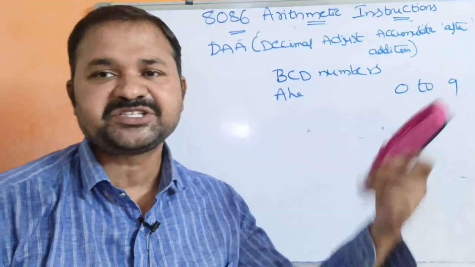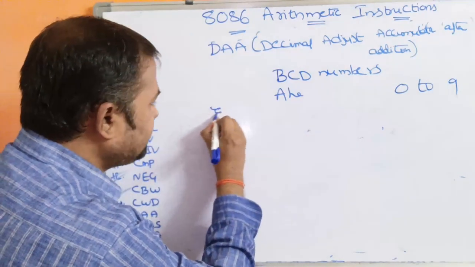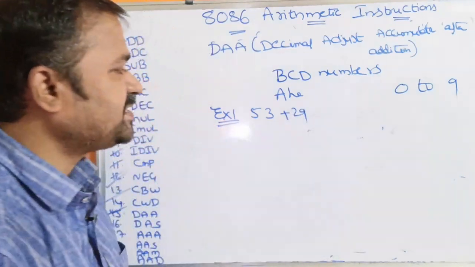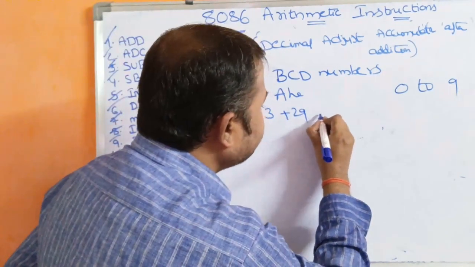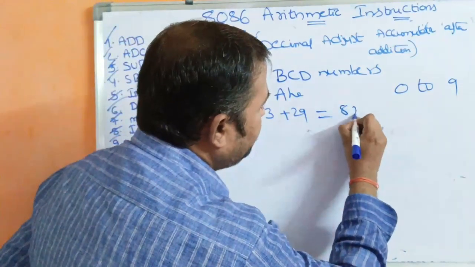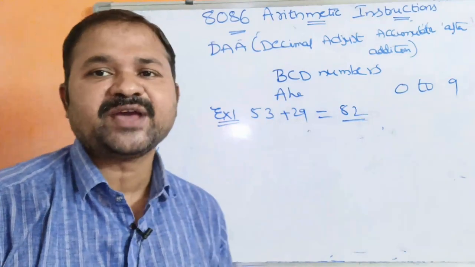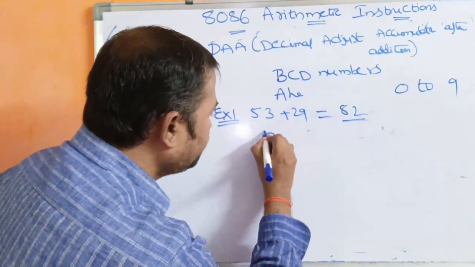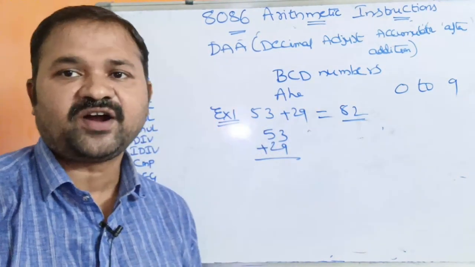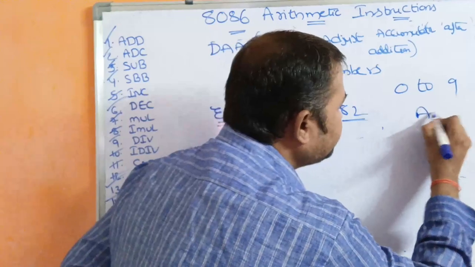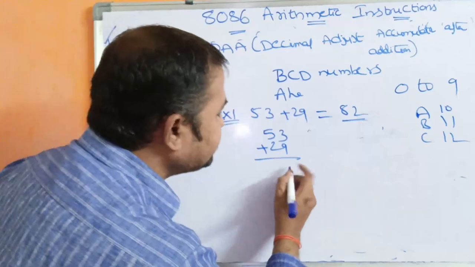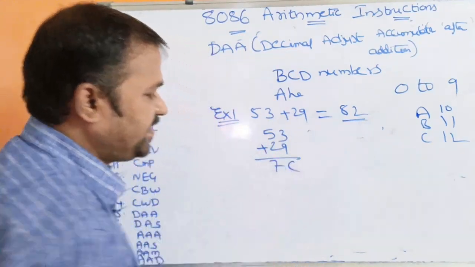Now let us see the explanation and example. Let us see the first example: 53 plus 29. What is the result of 53 plus 29? We have to get 82 as the result. So let us see how we can do that. 53 plus 29: 9 plus 3 means 12. What is 12? Here A means 10, B means 11, C means 12. So 12 means C value. 5 plus 2 means 7.